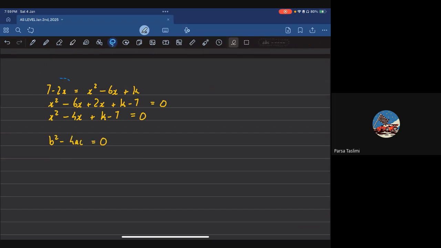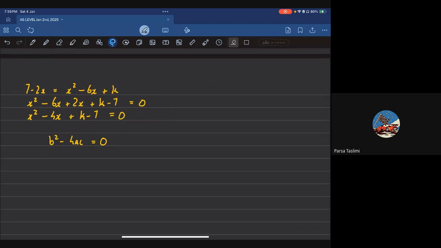Now you've got your new equation to deal with, and you can just simply put this equation in. I'll try to solve it on the other side. So it's going to be minus 4 whole squared minus 4 times 1 times c, which is k minus 7, keeping in mind that k minus 7 is one entire value of c, and that is equal to 0.